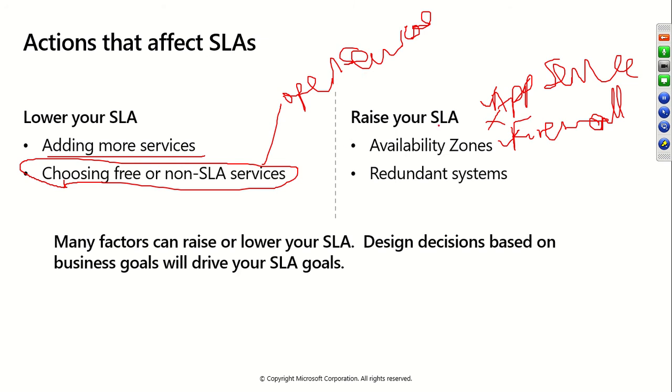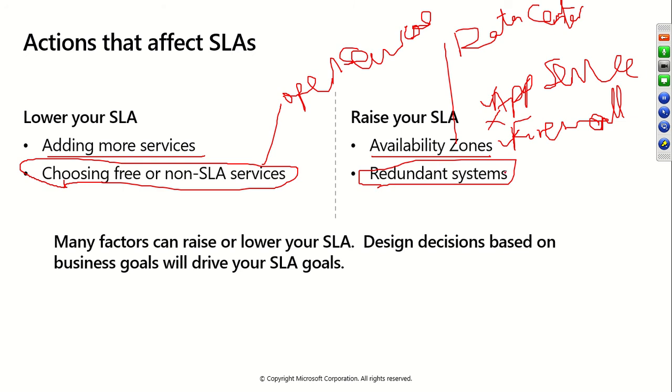You can increase your SLA. How can you have a better SLA? By making sure that you keep your data in multiple data centers. That is availability zones, multiple data centers. That will increase your SLA. Also, you can have a redundant system. Redundant system means you have multiple systems, and all the systems are doing the same thing, or you have a system that is just waiting to take over if another system should fail.